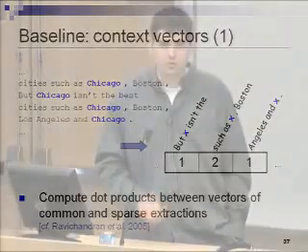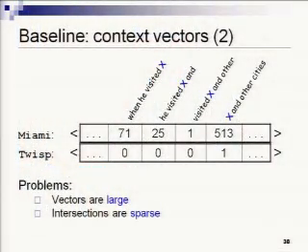The baseline approach would be to build what's called a context vector. So here we build a vector. The components of the vector are the unique contexts in the corpus. The counts are the number of times each term appears with that context. And then we can compute similarity using dot products.